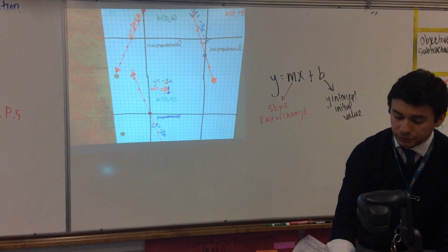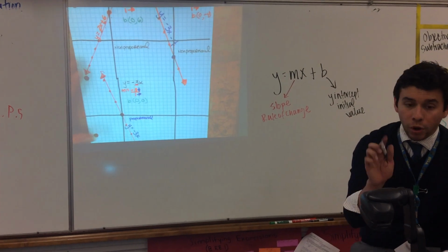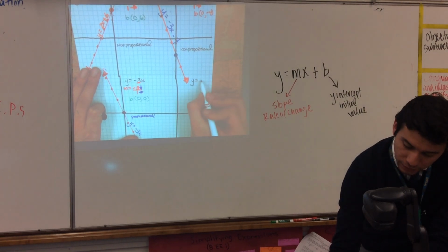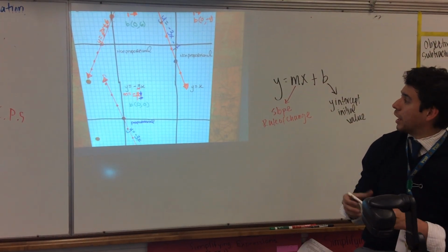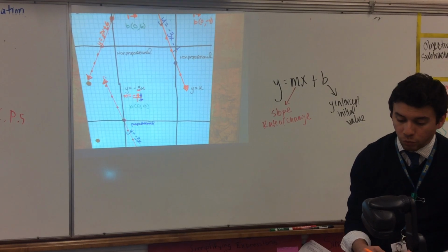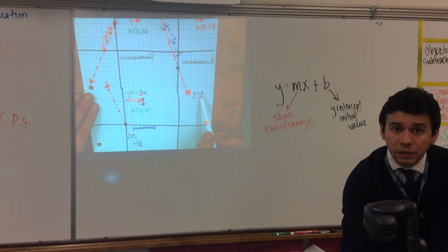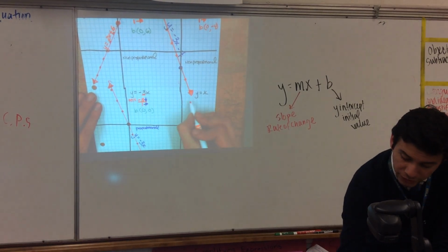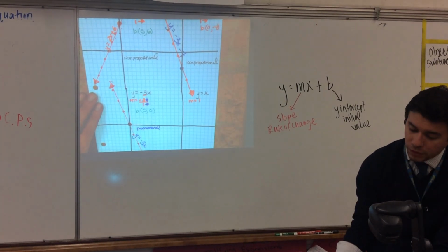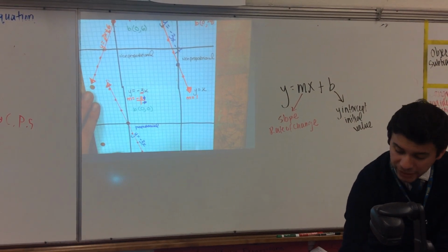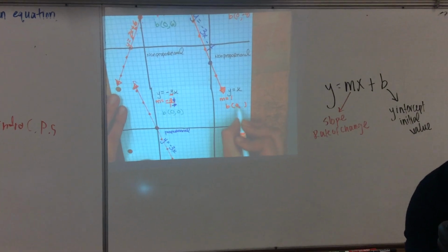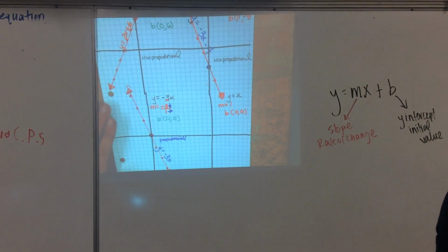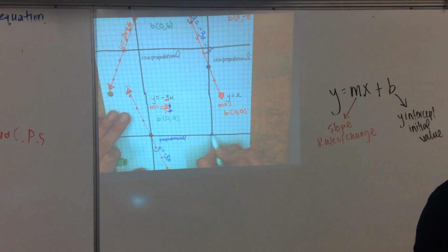Next one. Let's do one more. Y equals x. Now, what's the number in front of the x here? You don't see it, but it's actually 1. So then your m is equal to 1. Your b is 0, 0. So start at the origin, 0, 0.